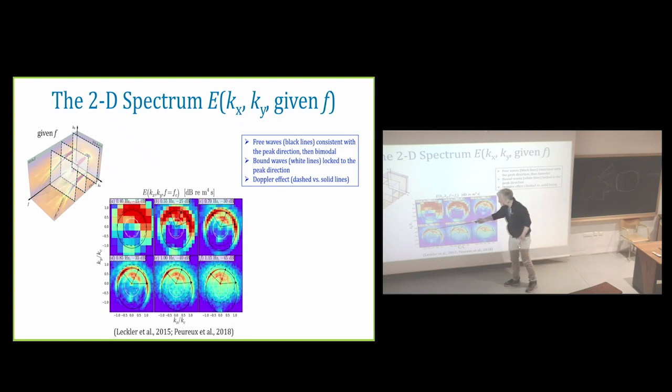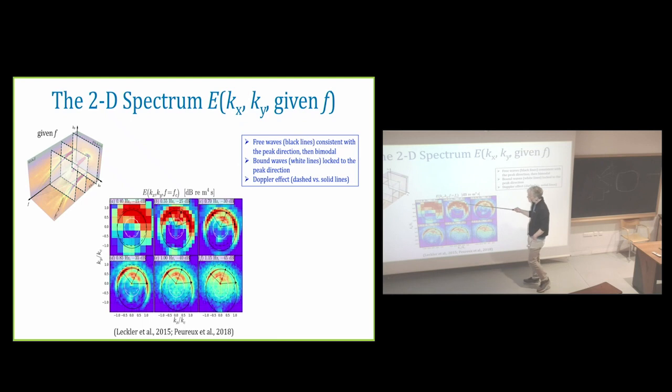This is the energy of free waves. Increasing the frequency of the slice, you will see they start departing from the peak direction of propagation, which is the bimodality that Lionel also showed during this week. This blob here is the bound modes. They are well aligned with the peak direction. They remain there, and they are generated during the wave process.